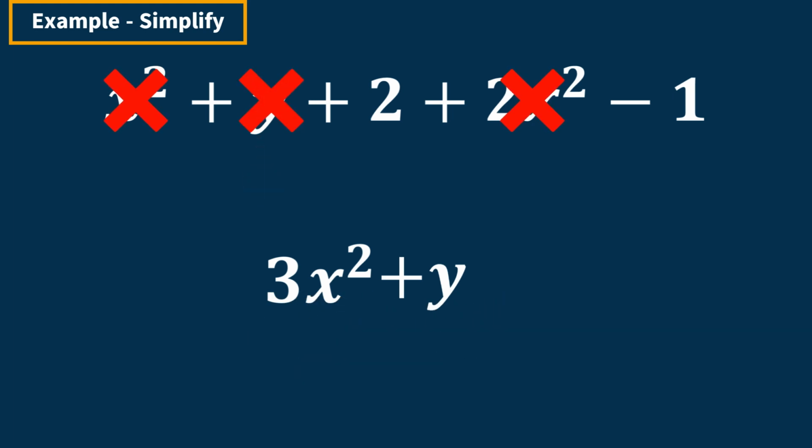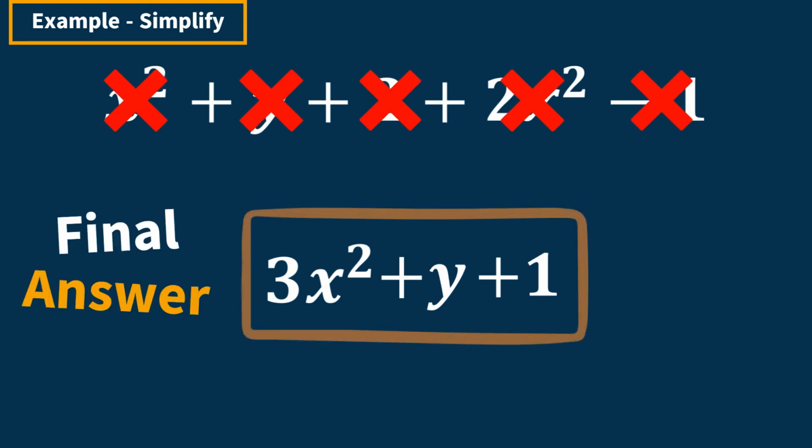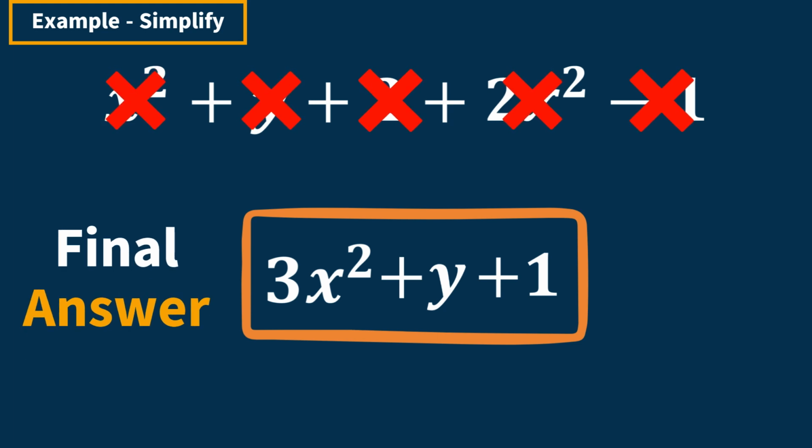Now, let's look at our next term, the 2, which is a constant. We look for any other numbers that do not have a variable. Looking at the problem, we have another constant, which is negative 1. We can combine these. Remember, we keep the sign in front of the number. Positive 2 minus 1 is 1. There are no more terms for us to combine. Therefore, 3x squared plus y plus 1 is our final answer.